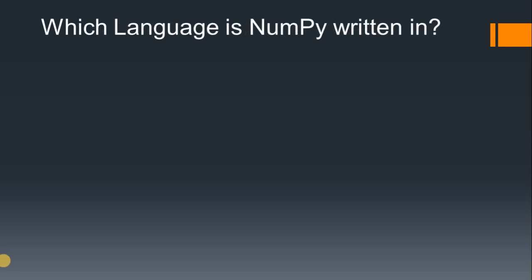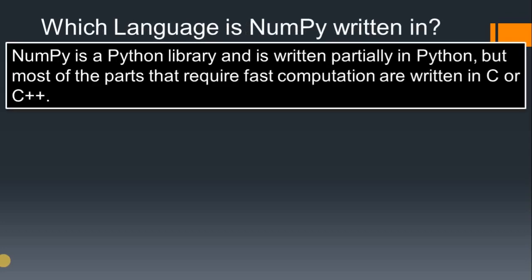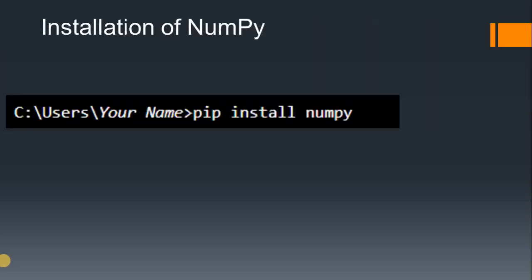Which language is NumPy written in? NumPy is a Python library and it is written partially in Python, but most of the parts that require fast computation are written in C and C++. So the NumPy library is written in a combination of Python, C and C++. Because of that, NumPy has more functions and works efficiently and faster than the list.